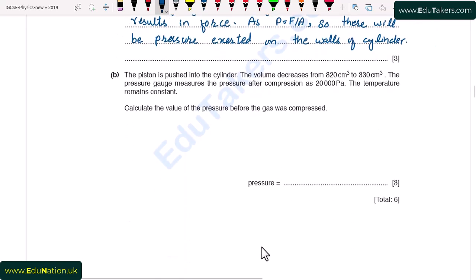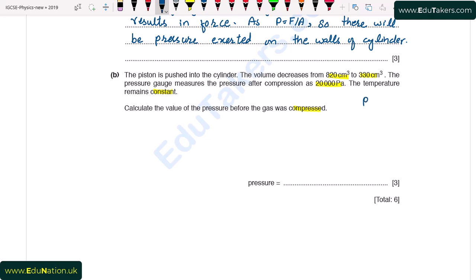Part B. The piston is pushed into the cylinder. The volume decreased from 820 cm3 to 330 cm3. The pressure gauge measures the pressure after compression as 20,000 Pascal. The temperature remains constant. Calculate the value of pressure before the gas was compressed. So we have to calculate the initial pressure. And here temperature is constant and volume and pressure change. That's why we use Boyle's law.